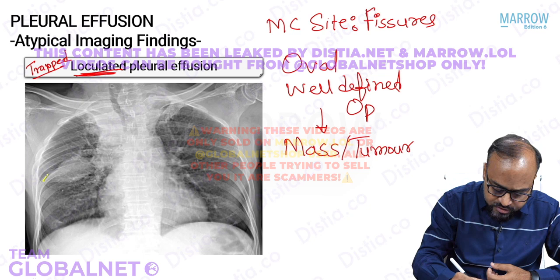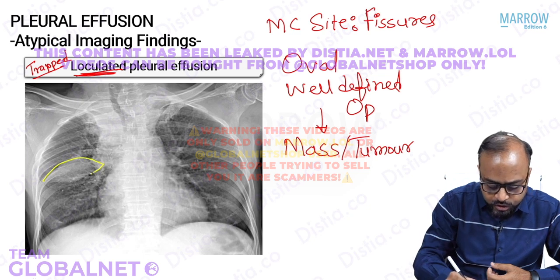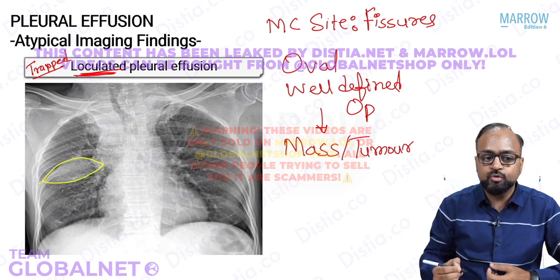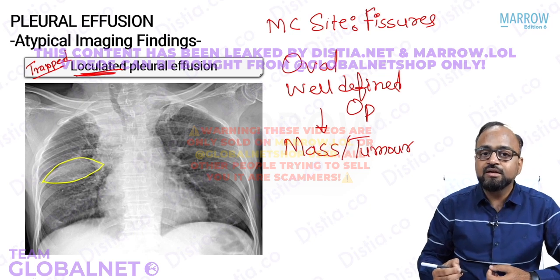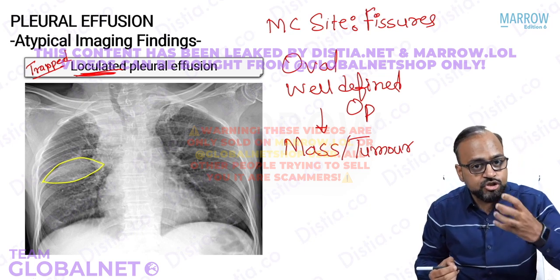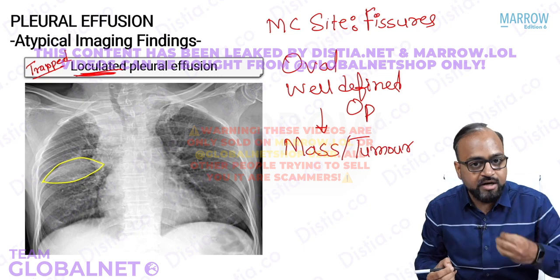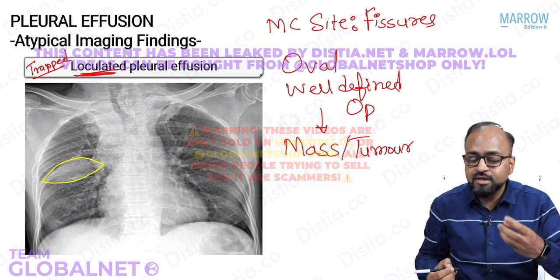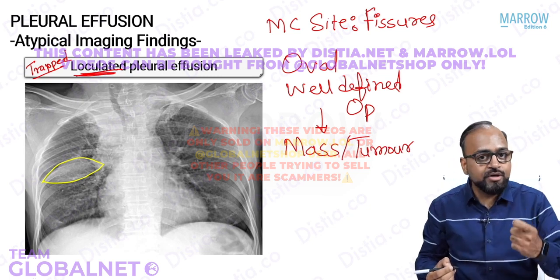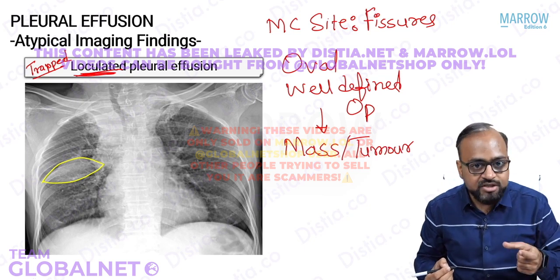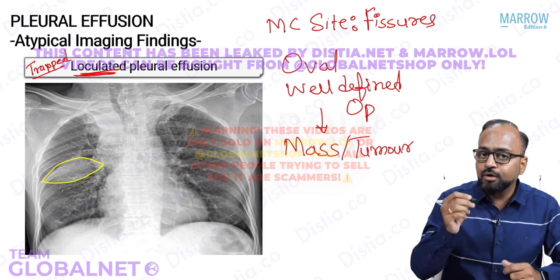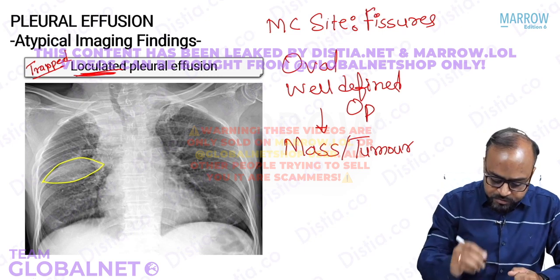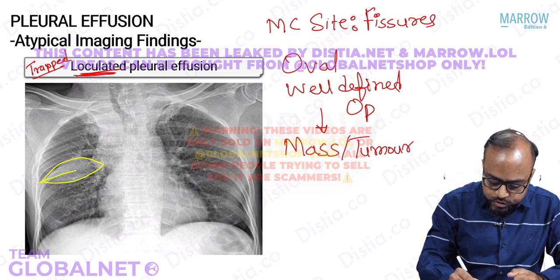Now, why is this mass-like opacity not a tumor, but actually loculated pleural effusion? The reason is that a tumor will never have such sharp, well-defined margins. Only few benign tumors will have these. Next, look at this opacity. Do you realize that it is oval shaped or egg shaped? It is oval shaped, and the long axis of that oval is perfectly along the position of a fissure, or the normal position of the fissure.